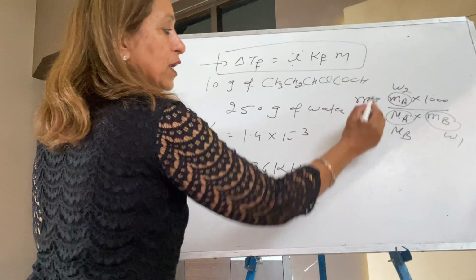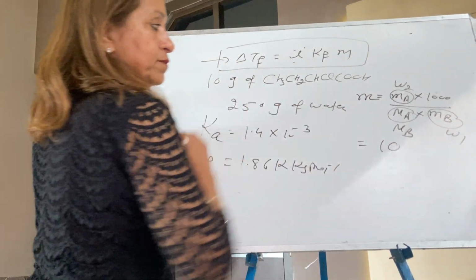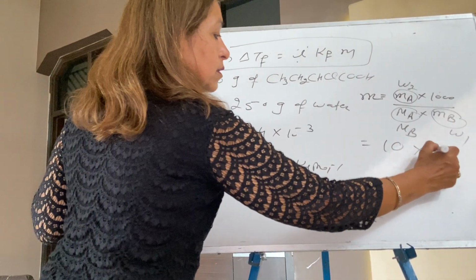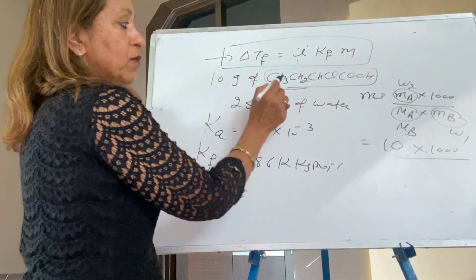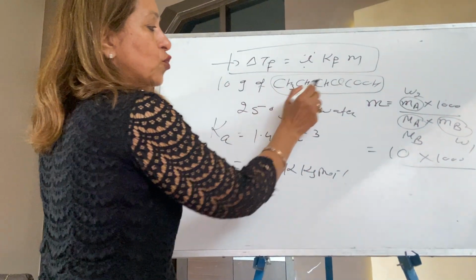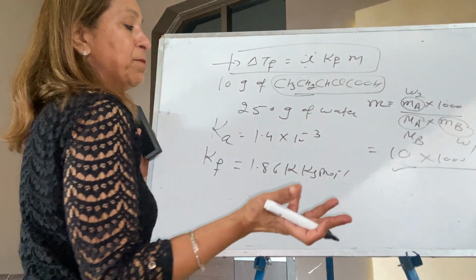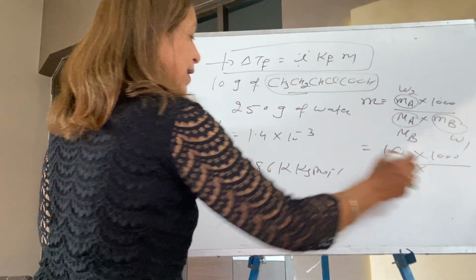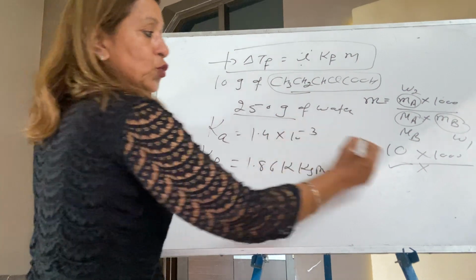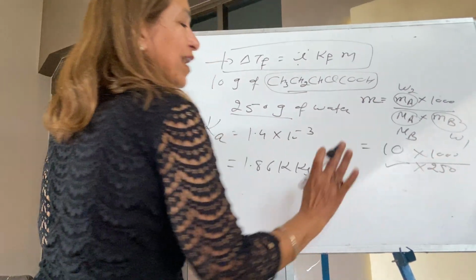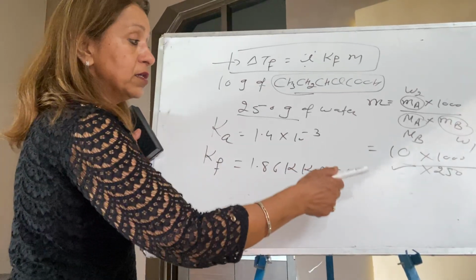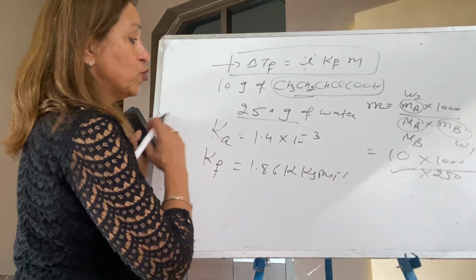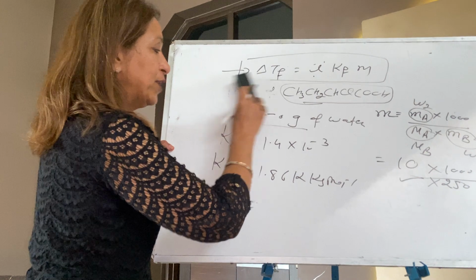This is your mass of solute. Write down 10 gram into 1000 by capital M. Calculate the capital M of this: 12, 3, 12, 2. Calculate the capital M and put it here. Very simple to calculate. And what is small mb? 250 gram water. In this way you calculate molality. Molality is equal to mass of solute into 1000 by capital M into mass of solvent.